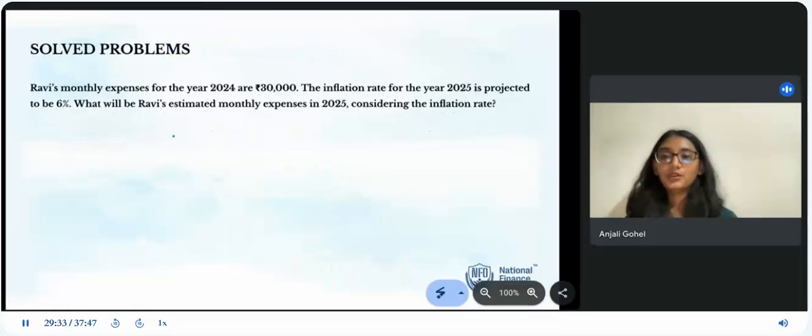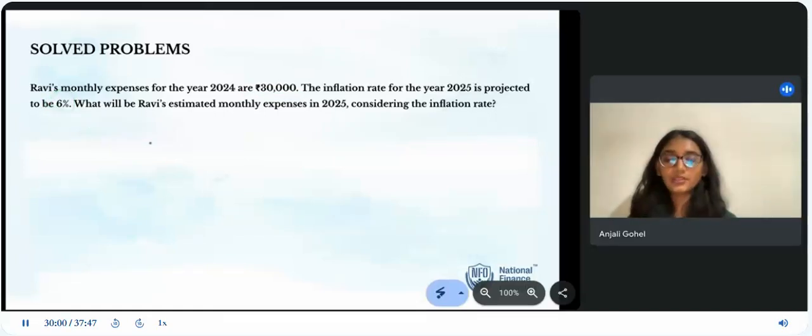Okay, now let's solve a problem. Ravi's monthly expense for 2024 is 30,000. The inflation rate for 2025 is projected at 6%. Okay, what are you supposed to do? You have to estimate the monthly expense considering the inflation factor. Right now he is spending 30,000. We have to calculate how much he will spend, keeping in mind the inflation factor.